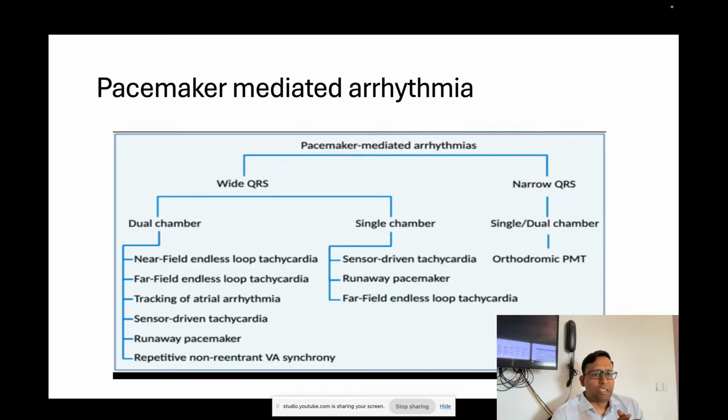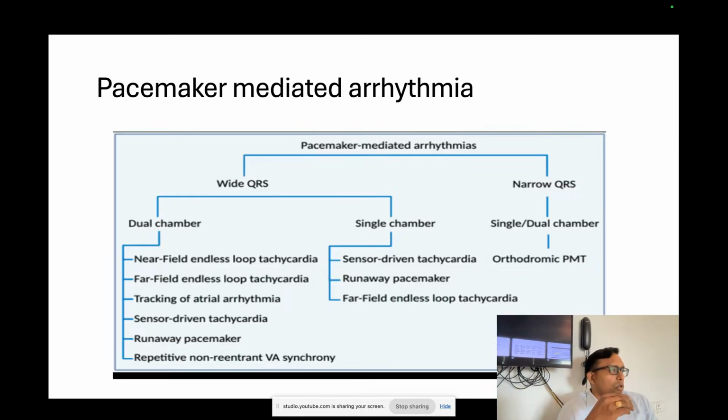So how to differentiate? First of all, near field endless loop tachycardia versus far field endless loop tachycardia. Have you heard about this terminology? Near field endless loop tachycardia versus far field endless loop tachycardia. What exactly is it? Near field means the VA conduction is happening from ventricle to atrium. In that situation, if the patient is having tachycardia, that is called VA.